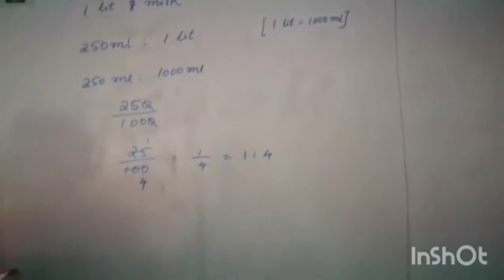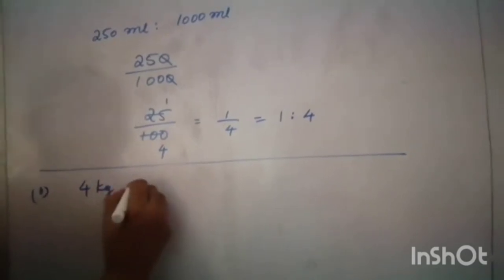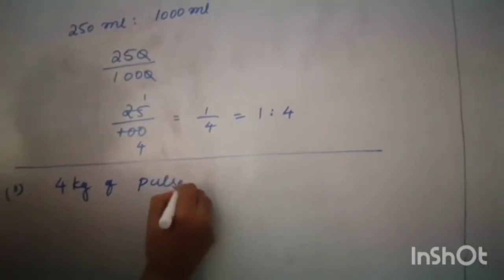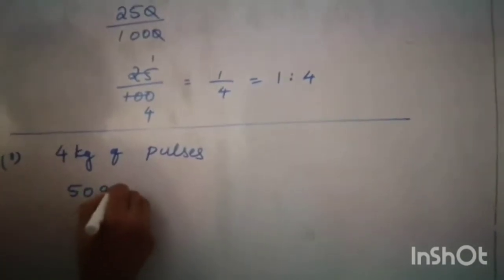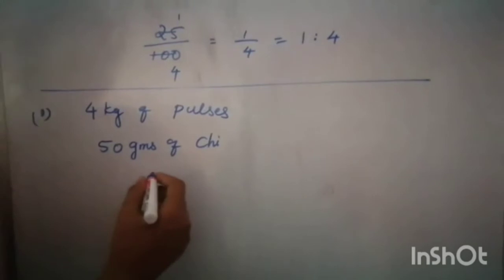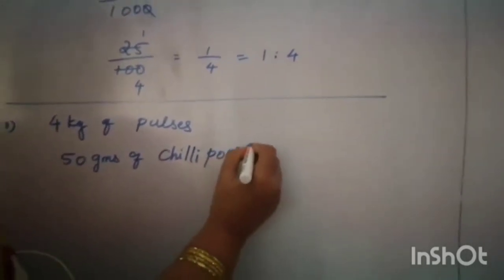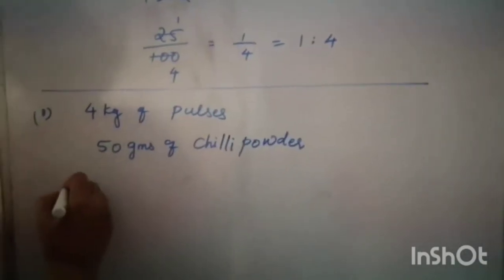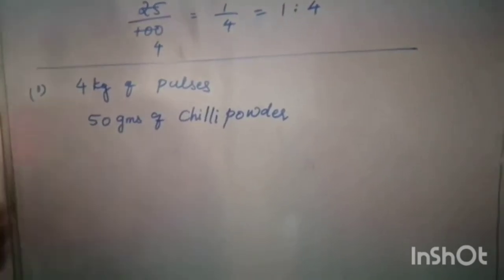The question number 2 is telling: Satya's mother bought 4 kgs pulses and 50 grams of chili powder. Satya's mother went to the market and she brought 4 kgs of pulses and 50 grams of chili powder. The first thing is asking you, find the ratio of weight of chili powder to pulses.